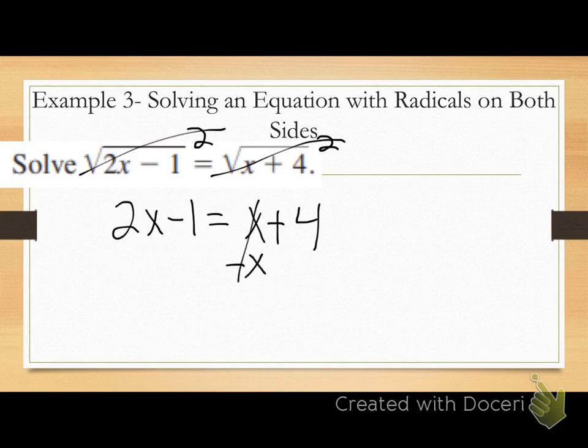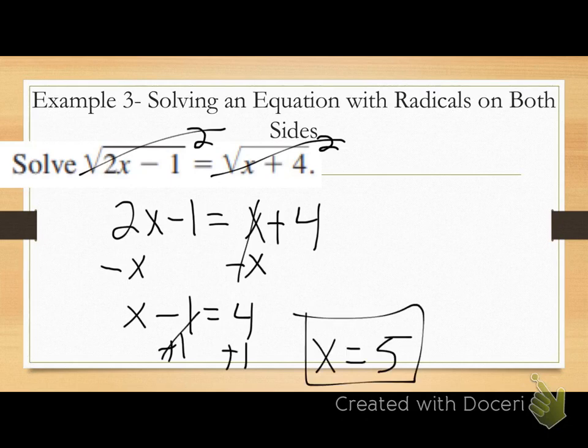It'll cancel it out over here. Subtract x from over here. What's 2x minus x? 1x, or just x. X minus 1 equals 4. How do I get x by itself? Add 1 to both sides. X equals 5. There's my answer.